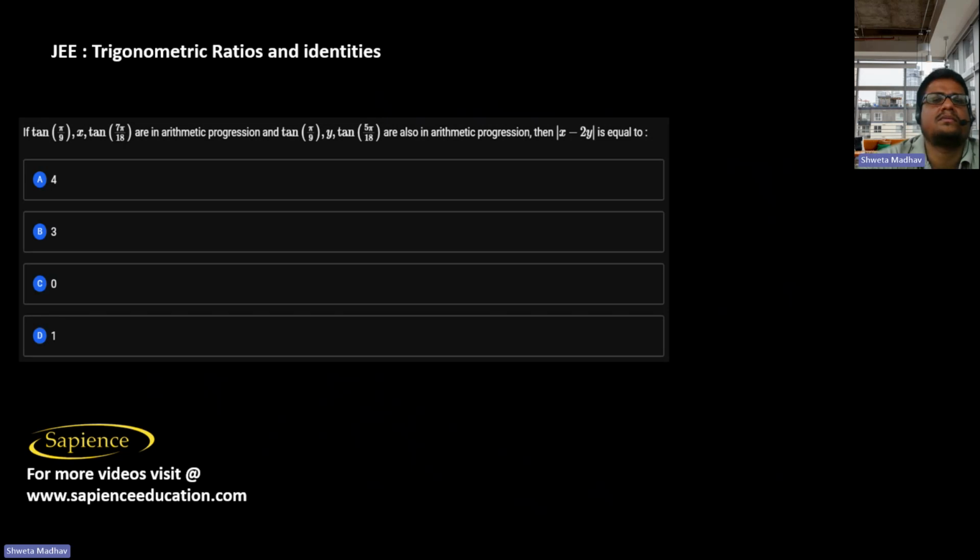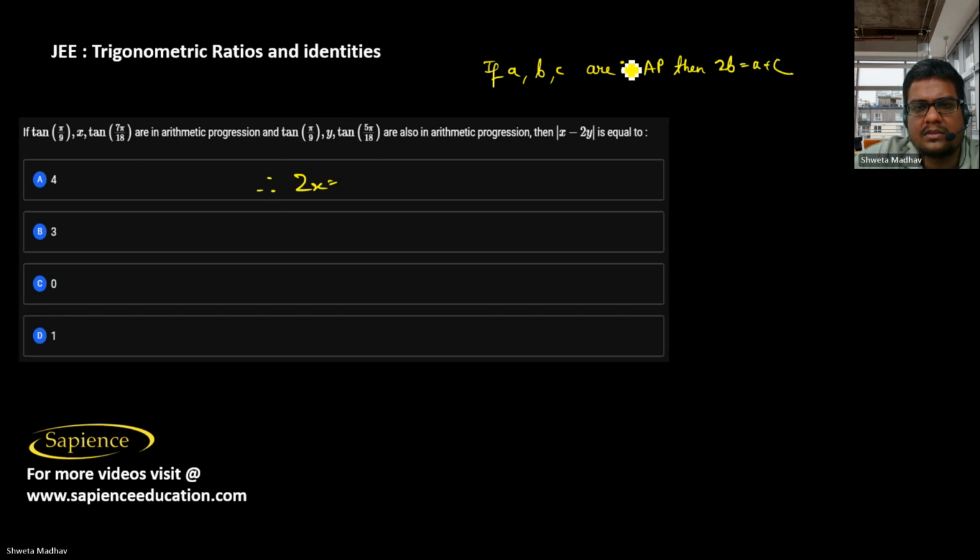Then here it is told, if tan pi by 9, x, tan 7 pi by 18 are in arithmetic progression and tan pi by 9, y, tan 5 pi by 18 are also in arithmetic progression, then mod of x minus 2y is equal to. So therefore I can say 2x. So we know that if a, b, c are in AP, then we can say that 2b will be equal to a plus c, since b will be called the arithmetic mean of a and c.